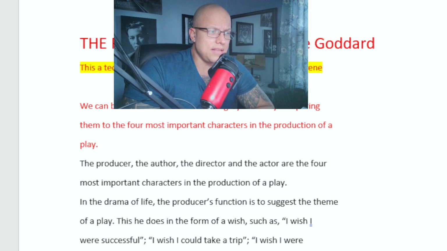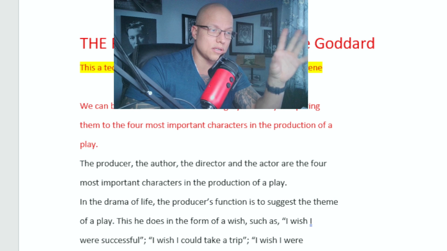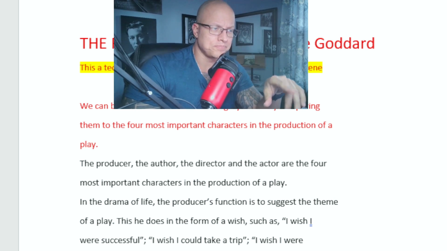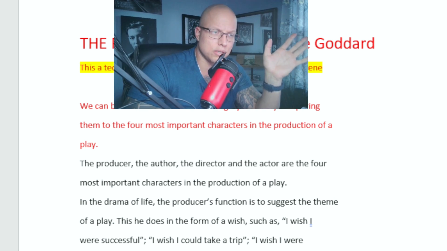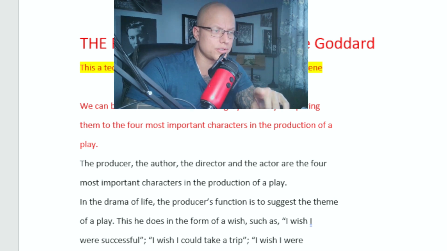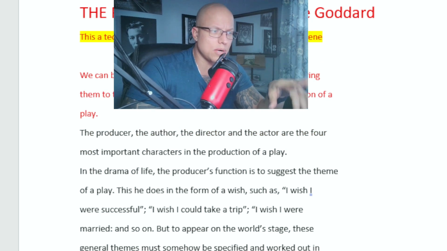Okay, so in the drama of life, the producer's function is to suggest the theme. So that's the first thing you do. You need to figure out the theme. You need to suggest the theme in your imaginal act. So what is it going to be? And he gives you some examples here. This he does in the form of a wish, okay? Such as, I wish I were successful, but you need more detail than that, of course. I wish I could take a trip. I wish I were married, and so on.